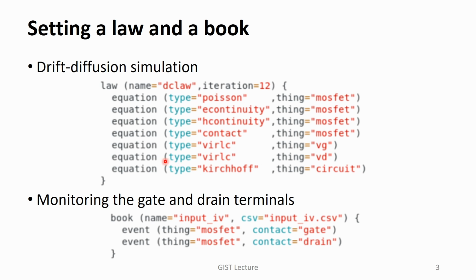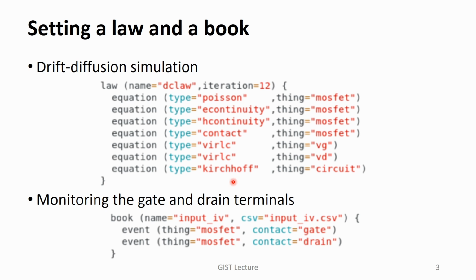Since we are performing the drift diffusion simulation, a set of coupled equations should be made. As discussed before, we must include the Poisson equation, two continuity equations, and the contact equation. For each lumped element, we need its own equation. Finally, for circuit nodes, the KCL is applied.